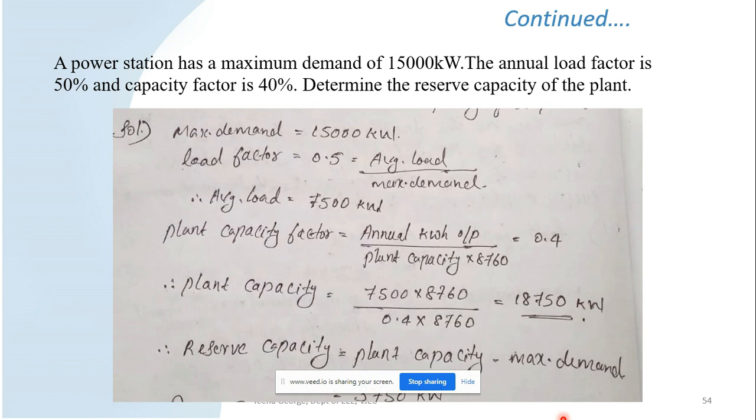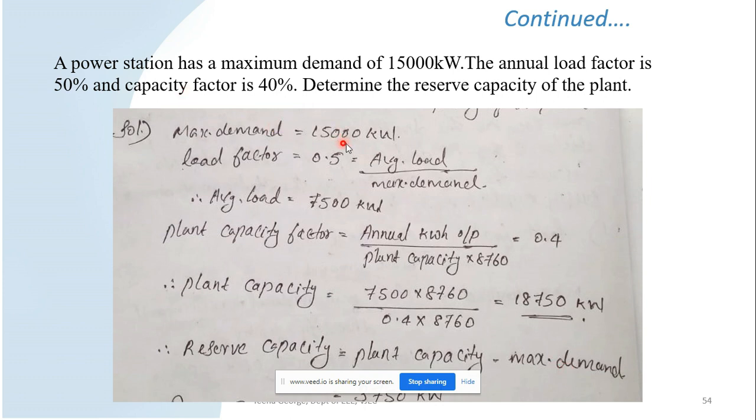Next question. A power station has a maximum demand of 15,000 kilowatt. The load factor is 50% and capacity factor is 40%. Calculate the reserve capacity of the plant. Here, load factor and plant capacity factor are given, and we are asked to find the reserve capacity. We know that reserve capacity is plant capacity minus maximum demand. Plant capacity is for supplying the maximum demand and the reserve capacity.